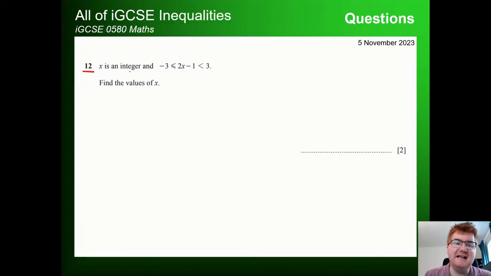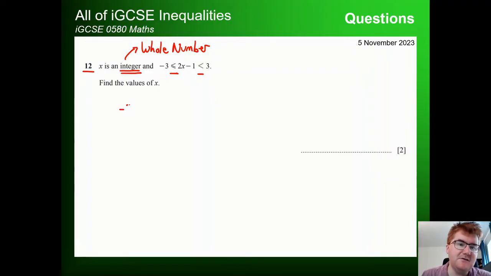So x is an integer. Remember, that's the most important word to remember on the course. Remember, an integer is simply a whole number. So we're looking for whole number solutions for the following inequality. This is a combined inequality here. So notice we have an inequality here and an inequality there as well. And by this, we need to work out the values of x.